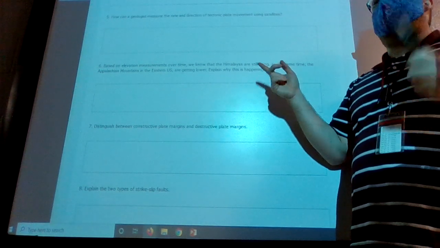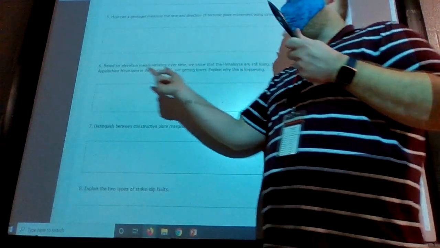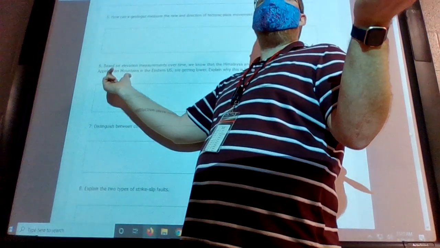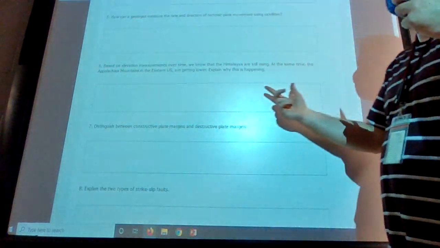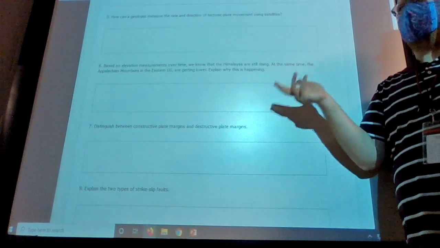So the Himalayas are rising because the Indian plate is pushing into the Asian plate. The Appalachian Mountains don't have any active plate tectonics anymore, and so erosion is making them get lower and lower.